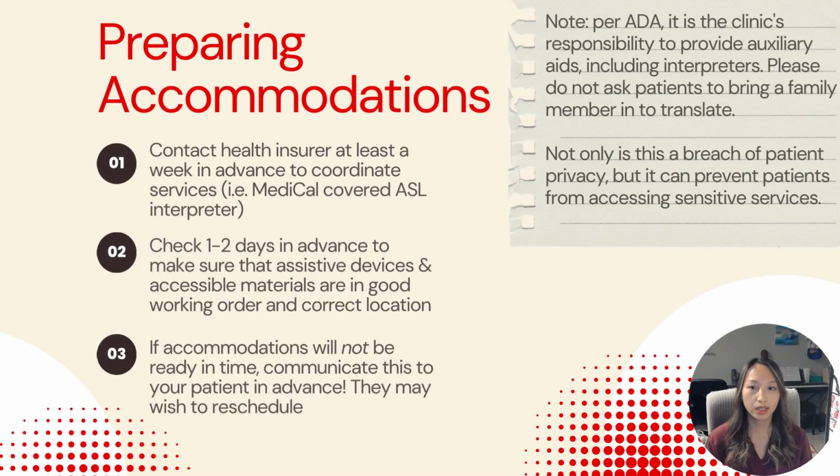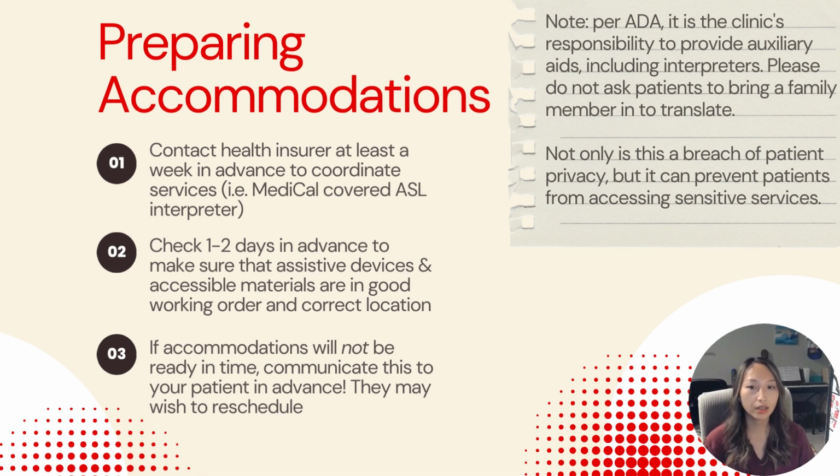So finally, let's look at how we're actually going to prepare these accommodations in advance and get down to the nitty-gritty. So first, contact the health insurer at least a week in advance to coordinate services. So for example, Medi-Cal actually covers ASL interpreters, and that would need to be coordinated to make sure that that person can be there at the exact date and time and in the right place. And obviously that's not going to happen overnight. So whoever is the appropriate contact person to do that, that should be something that's part of the workflow and is a normal part of how we do things.